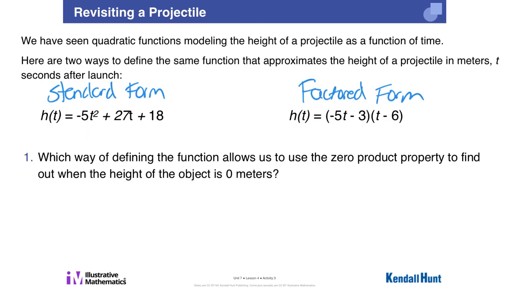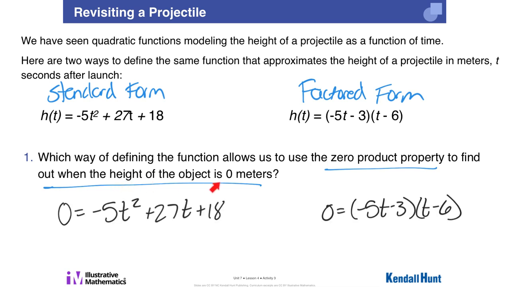Here we have an equation for a projectile going through the air written in 2 ways. We have standard form and we have factored form. Which way, standard or factored form, allows us to use the zero product property, that's what we've been doing, to find out when the height of the object is 0 meters, or when the whole equation equals 0.